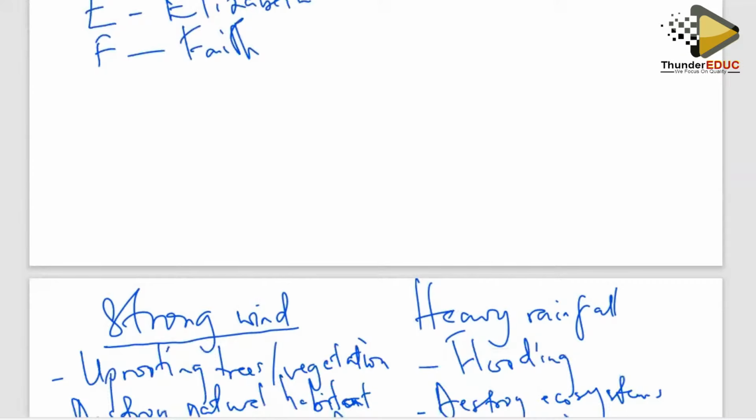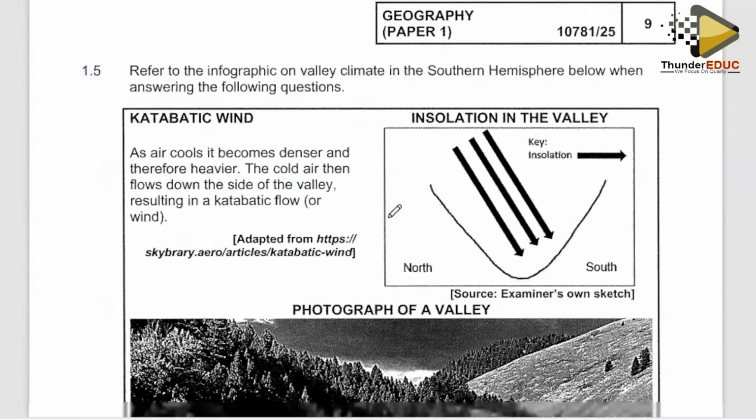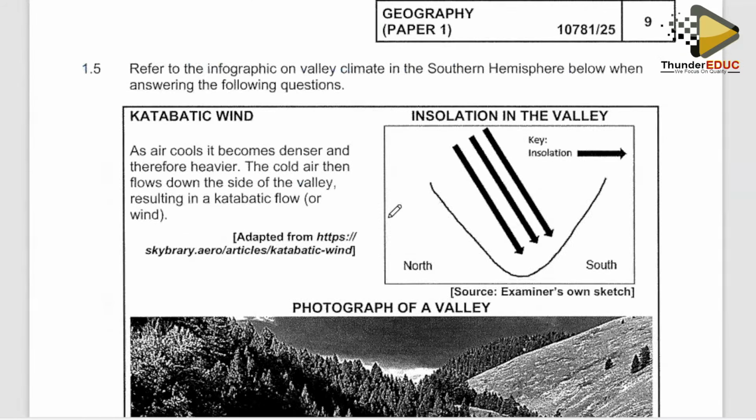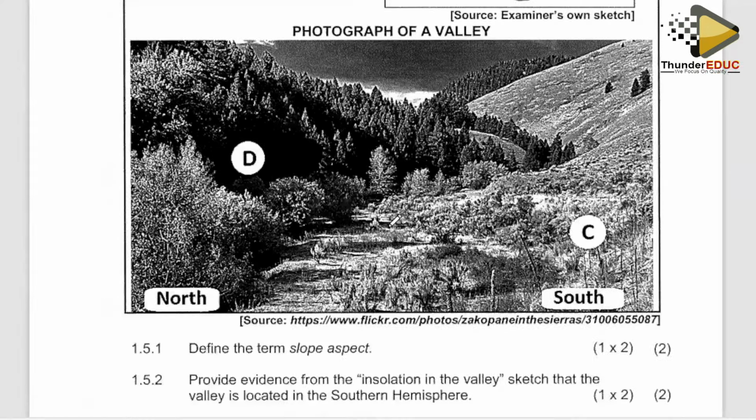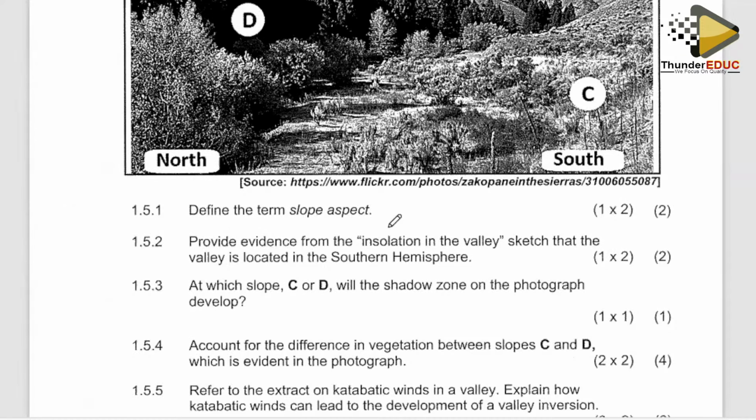We need to move on to the next question. Number 1.5 is an infographic talking about valley climatic situations. It talks about katabatic wind, insulation in the valley, and also a photograph of a valley. Right, define the term slope aspect.